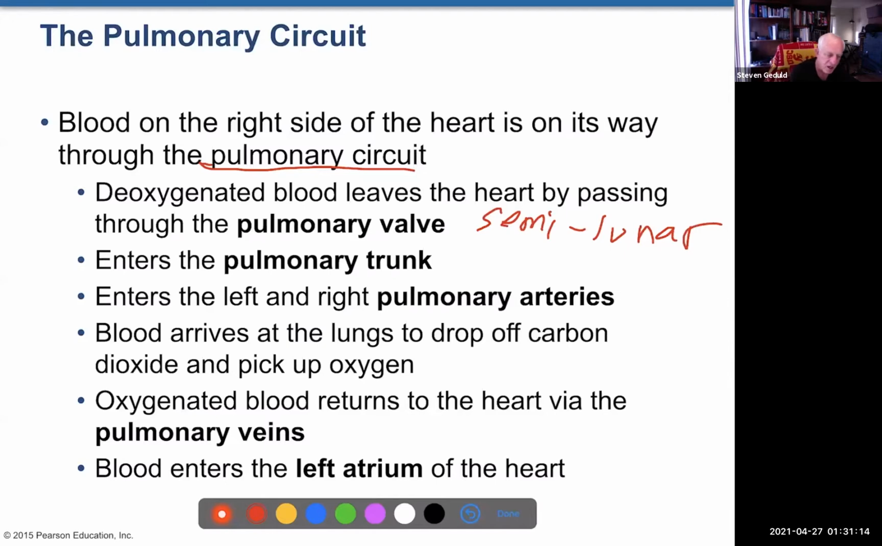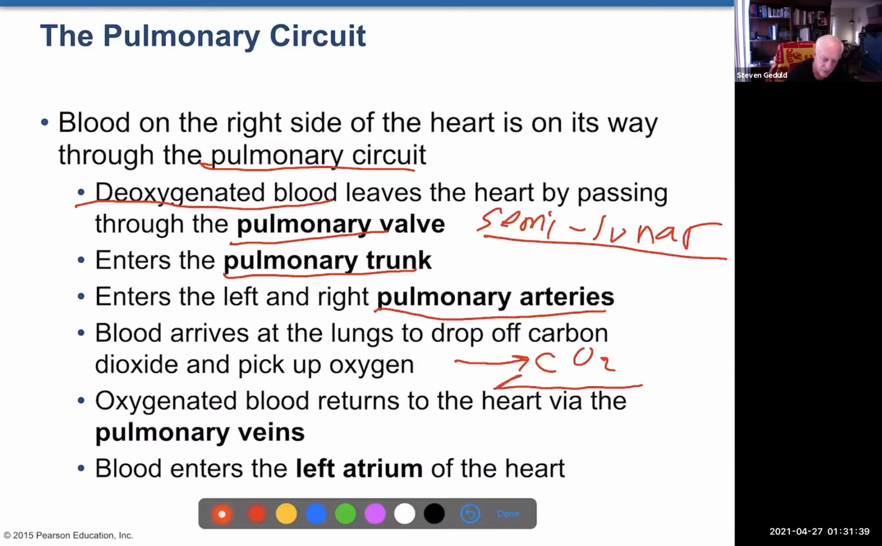Okay, so this is deoxygenated blood. It leaves the heart from the right ventricle. It goes through the pulmonary valve, which is a semilunar valve, into the pulmonary trunk. The pulmonary trunk then branches into left and right pulmonary arteries. The pulmonary arteries go into the lungs. They give off CO2, and they take in oxygen. That oxygenated blood returns back through the pulmonary veins. The pulmonary veins go into the left atrium. So that's the right side circulation. That's the pulmonary circuit. That's where we oxygenate our blood.